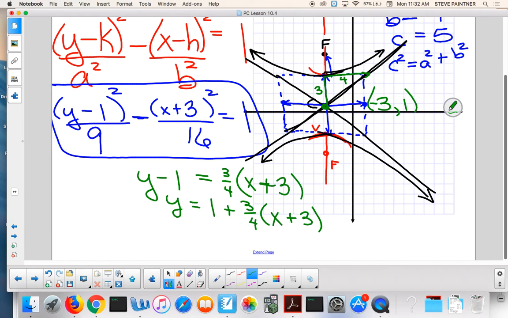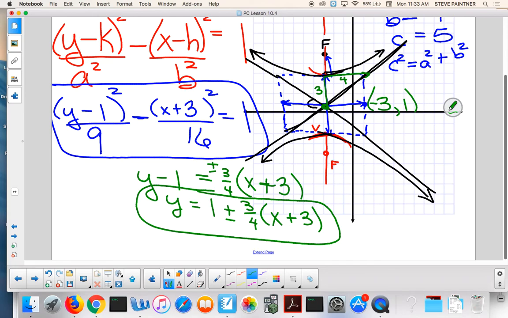It'd be, well, instead of going up 3/4, it's just what? Down 3/4. So couldn't I just do this? Couldn't I just say I can solve it once for +3/4 and once for -3/4? So the 2 equations are going to be 1 plus or minus 3/4 times x plus 3. This equation works for those 2 asymptotes.